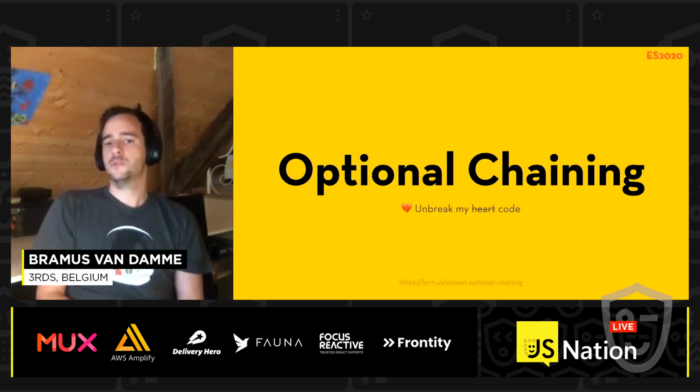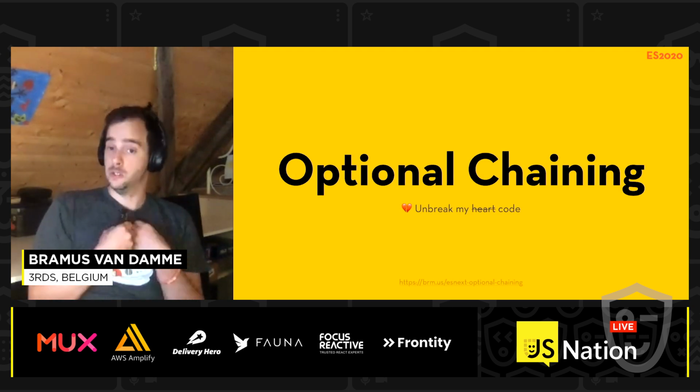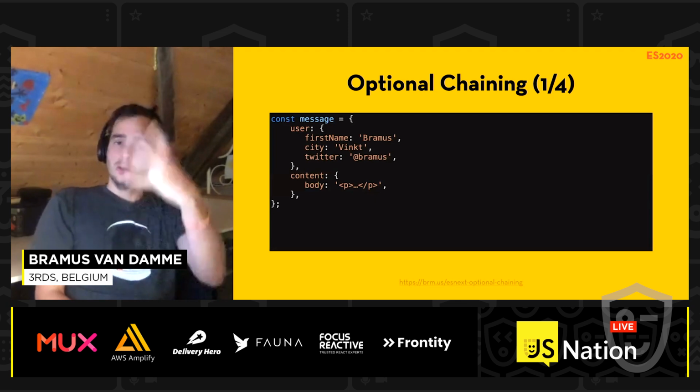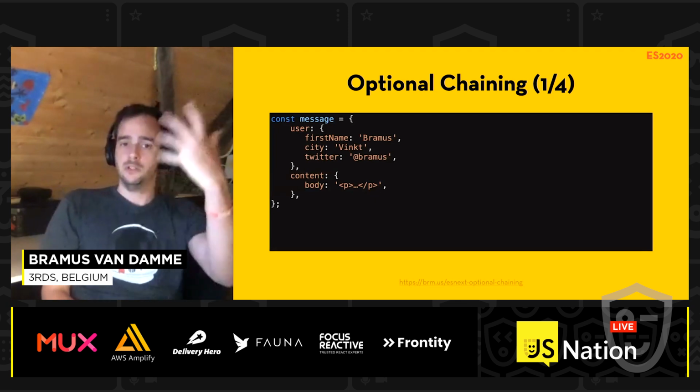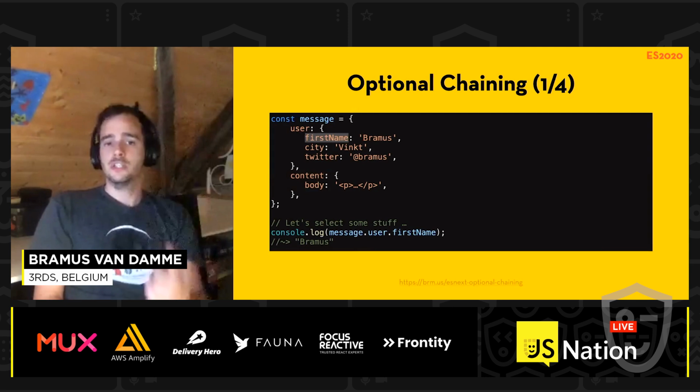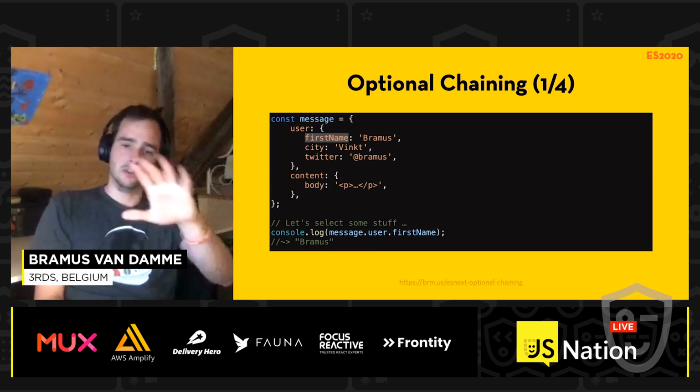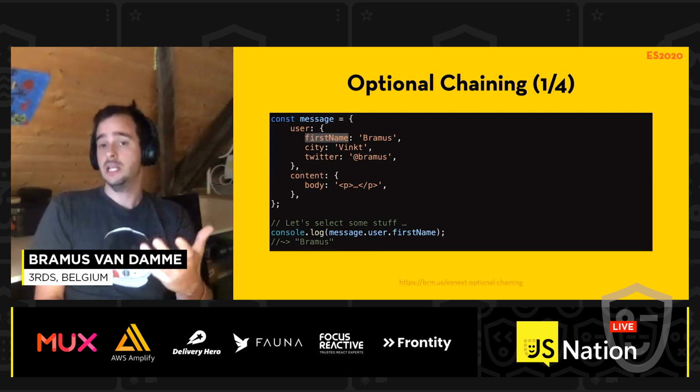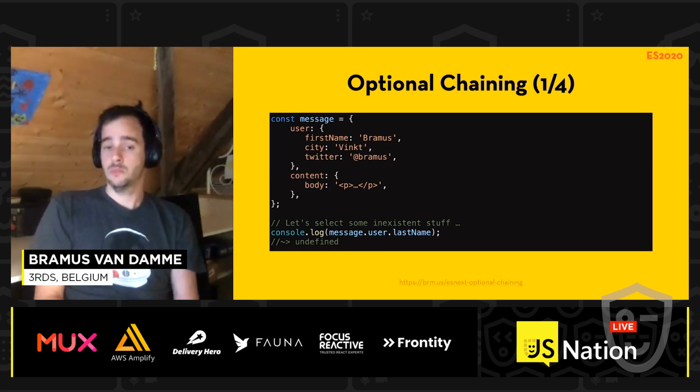The first one is optional chaining. This is already part of ES2020, and I like it a lot, and I use it a lot personally. We have this object right here, message, with a user and so forth on there. If we select the first name from it, it is outputted, no problem there. Now say we select something that doesn't exist, for example, a last name, we get back undefined.